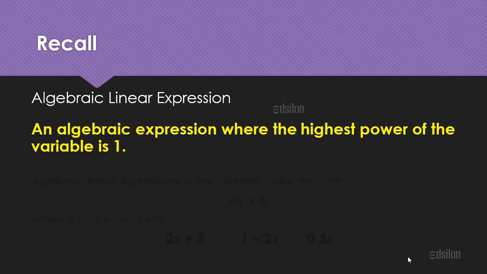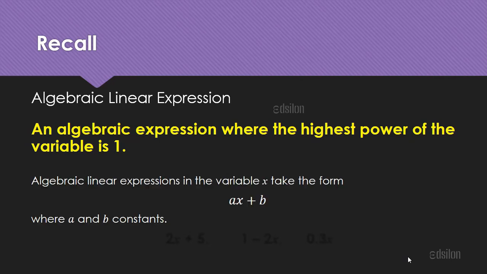What does such an algebraic expression look like? Let us consider algebraic linear expressions in the variable x. They take the form ax plus b, where a and b are constants. The term with the variable x is ax, and the power of x is 1. Below are some examples of algebraic linear expressions in x.